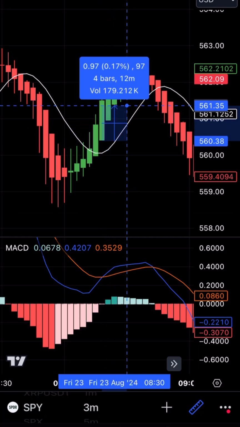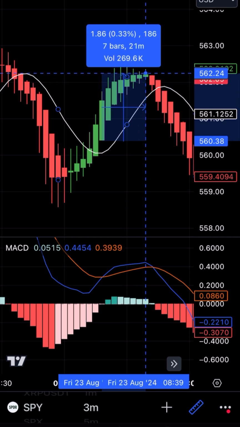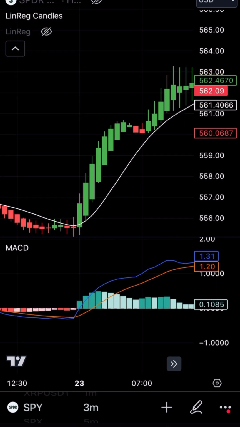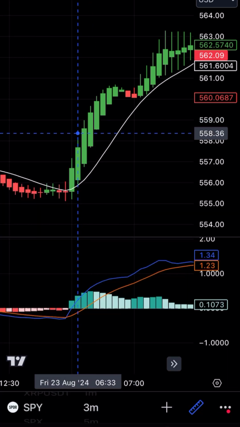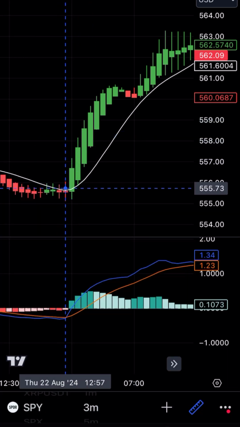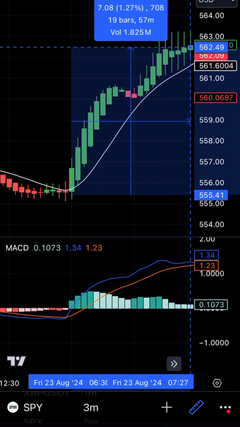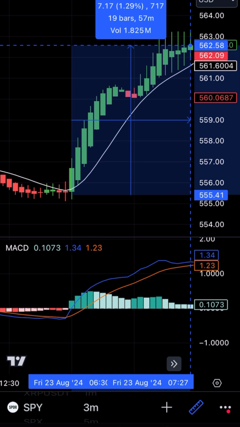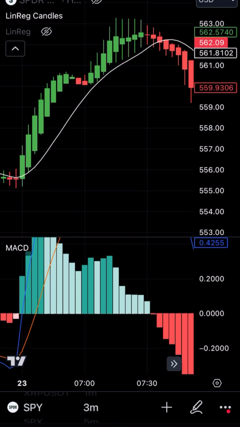Got one right here. This is a pretty brief one. Here to here, this is $186 in 21 minutes. So we see another scalp. This looks like the start of the market. From here to when it crosses again, right about here. This is $717 in 57 minutes. Okay, so we looked at some examples of uptrends and scalping.